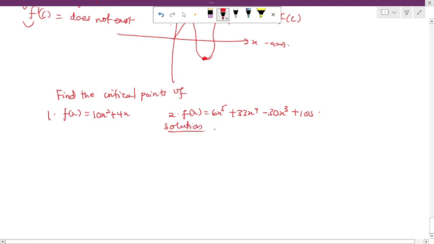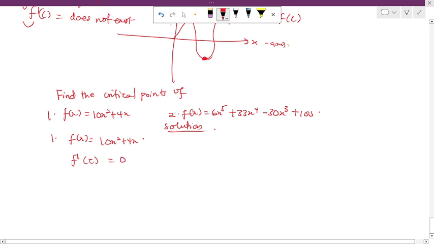So let's solve it. We want a critical point of these two functions. So let's take the first one. f of x is equal to 10x squared plus 4x. To find a critical point, as I said, you find f prime of c, which should give you 0, where c is the point you're looking for.